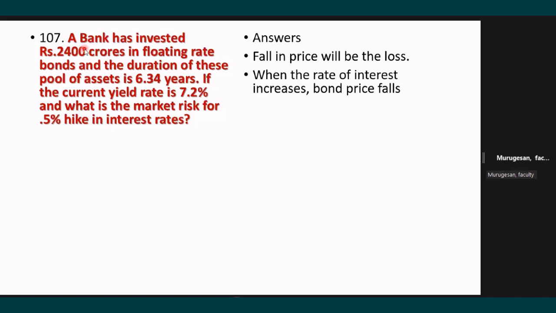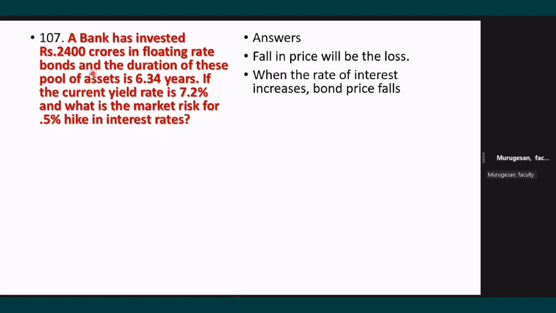A bank has invested 2,400 crore in floating rate bonds. The duration of this pool of assets is 6.34 years. The current yield is 7.2. What is the market risk for a 0.5 hike in interest rates? So far, we have not done anything in market risk. A simple question. They may give complicated ones also, but right now, don't worry about complicated.